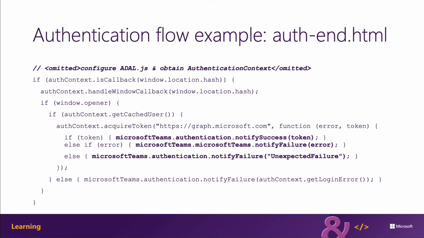If a token is received, notify Microsoft Teams of a successful authentication flow and return the access token by calling the notifySuccess method. If a token wasn't received, notify the tab by calling notifyFailure with the specified error. Calling either of these methods triggers Microsoft Teams to close the pop-up window and run your previously defined callback functions.